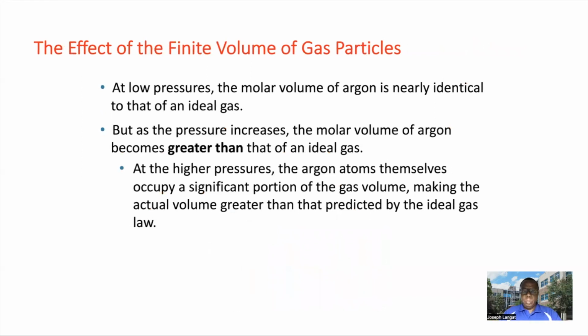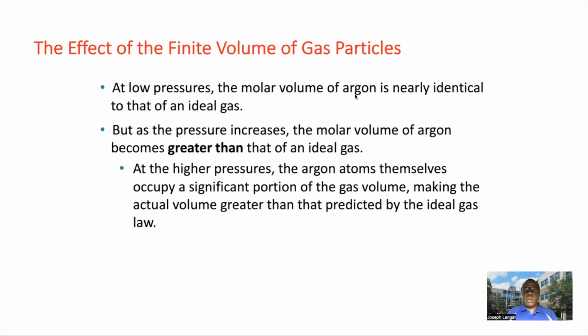Why is it deviating from ideal? It's because at lower pressure, the molar volume of argon is nearly identical to that of an ideal gas. We'll see the effect of finite volume. And we're using argon here as an example to illustrate deviation from ideality.